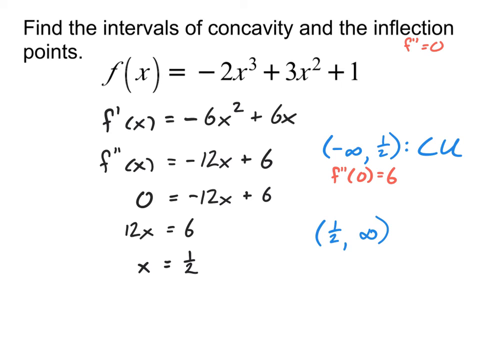All right, and then we're going to repeat the same process for the second interval. I just need a number from within that interval that's nice and easy to work with. I think 1 is a good candidate there. So I'm going to figure out what f double prime of 1 actually equals, and that happens to give me -6. But of course, again, all I care about is the fact that it's negative, which means that that one is concave down.